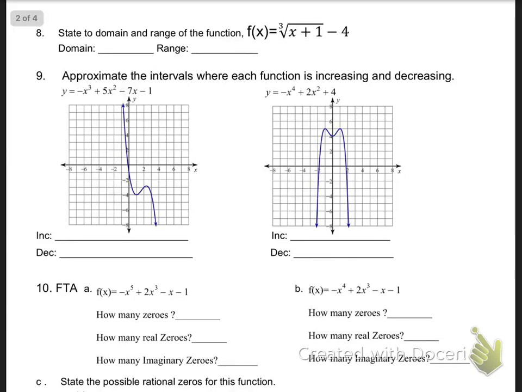Okay, so they asked us to state the domain and the range. Before you do that, you have to identify the function. I'm hoping that you realize that it's the cube root. So the domain is going to be x is an element of the set of real numbers, and the range is going to be y is an element of the set of real numbers. That is true for all cube roots.